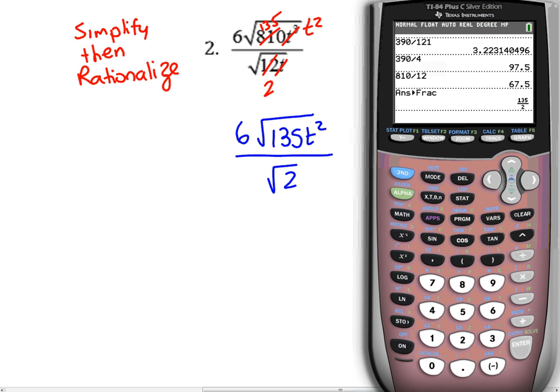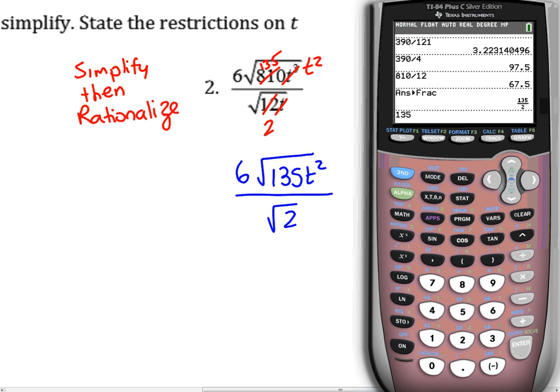Now, before I rationalize, I'm going to see if there's anything else I can simplify. So what do I need to check? The one perfect square is 135. Okay. Well, it adds to 9, so 9 goes into it. 5, 6, 7, 8, 9. It's 81. No, 81 won't. It's double, right? It's 162. So 9 times 15. And you can't simplify 15.